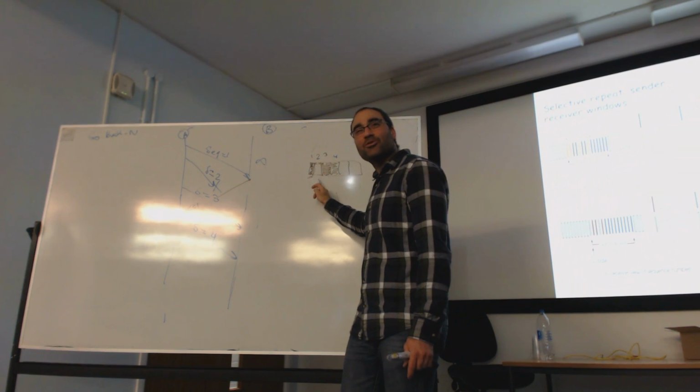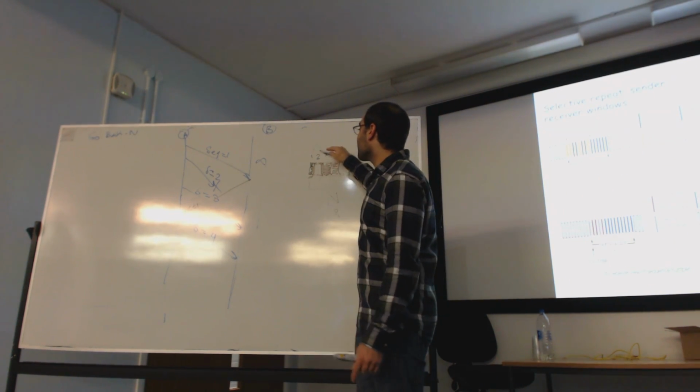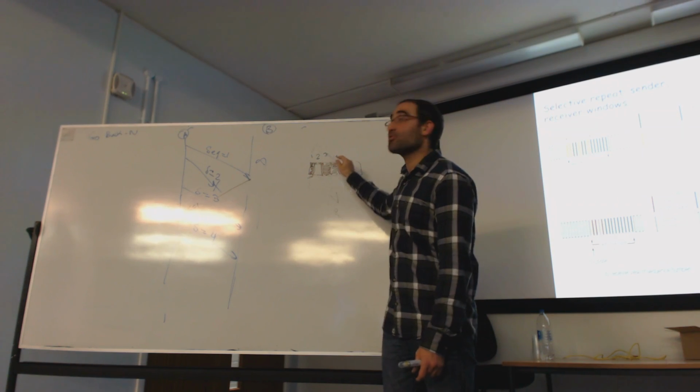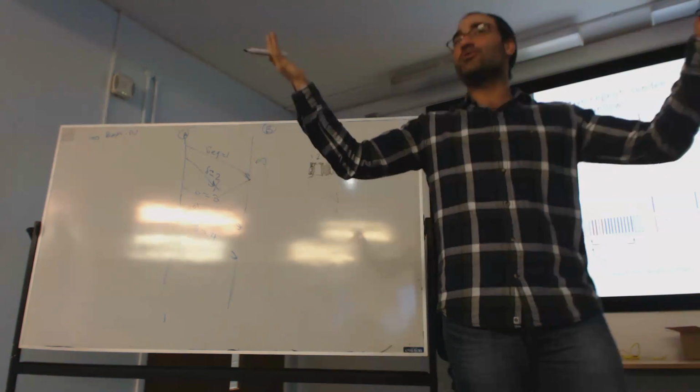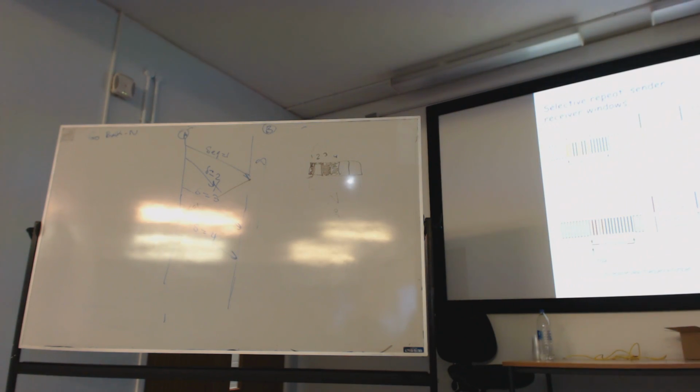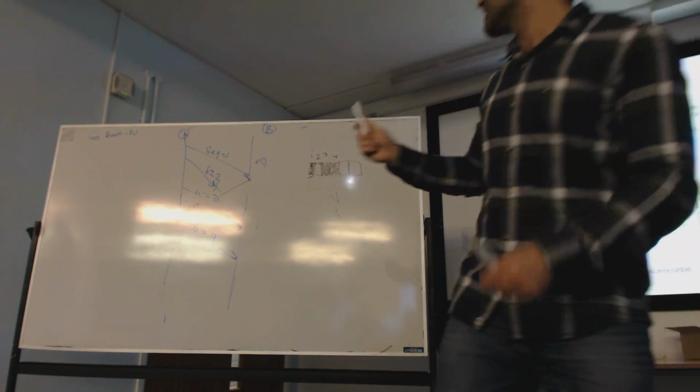But that will create an issue for you. Now you say that I'm not receiving 2, I'm just receiving the acknowledgement for 3. Do I shift my window or do I wait? Because there's one now missing, and I don't know when that will arrive. No, you don't shift in that case. Now you start waiting until that one arrives.